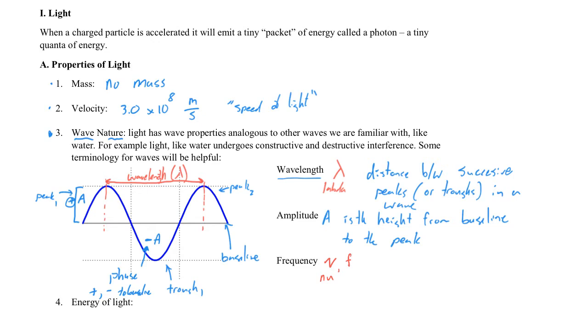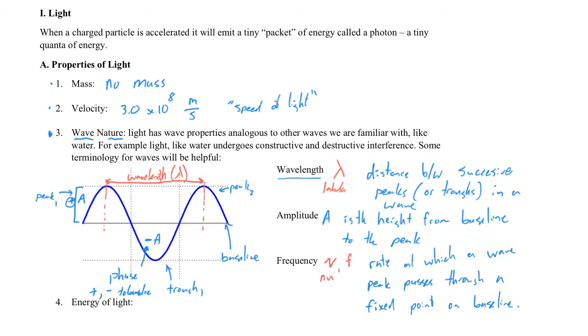Now, what is the frequency? Well, the frequency is essentially the rate. I'm going to change colors here. It's the rate at which a wave peak passes through a fixed point on the baseline.